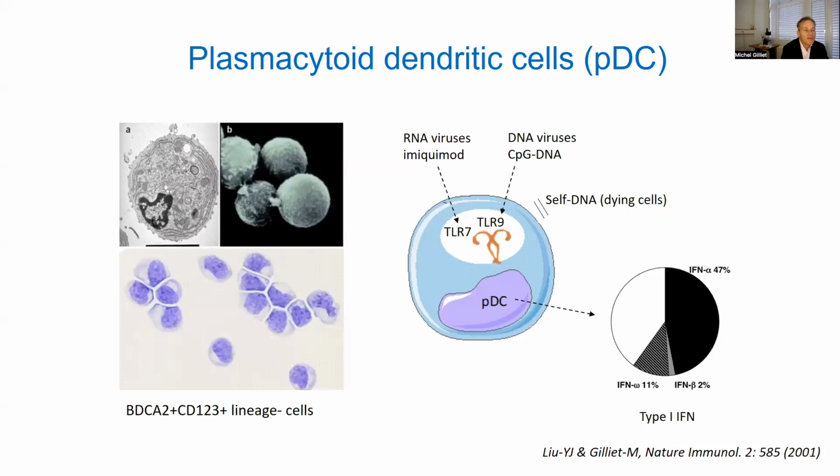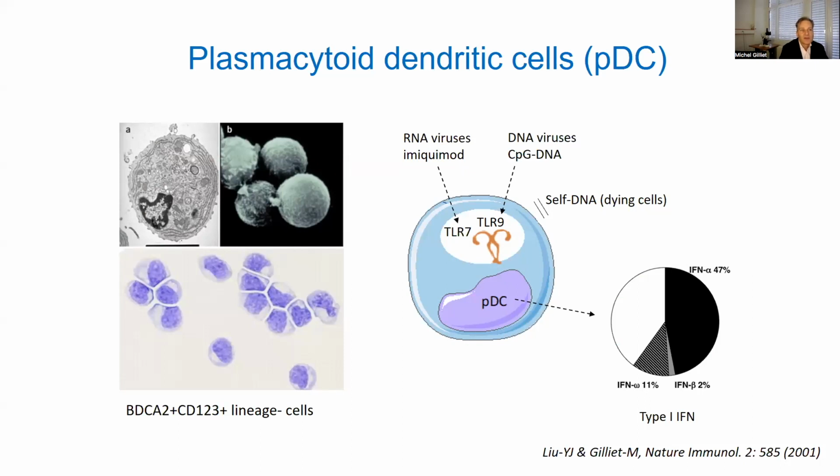And at that time, I chose to do a postdoctoral fellowship in the lab of Yanjun Liu, who just discovered at the beginning of the 2000s plasmacytoid dendritic cells. This is a very interesting subset of the dendritic cell that expresses selectively two types of toll-like receptors, toll-like receptors 7 and 9. And these receptors are located in endosomal compartments, and they allow plasmacytoid dendritic cells to sense viral infections.